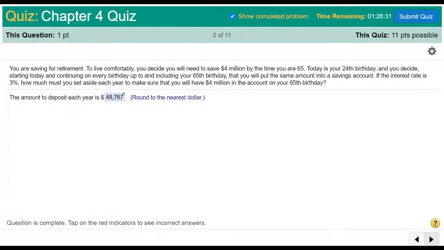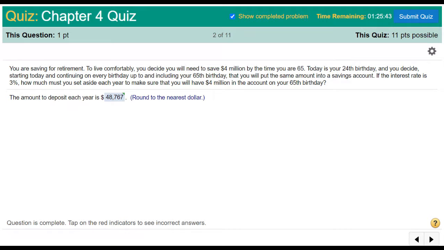Okay, now, in this question, 65 minus 24 is 41, but you add 1 to it. I said it, and I'm going to say it again. Whatever this is, you subtract it from 65, and you add 1 to it. And then you do what you have to do. We're computing for payment. So in this situation, it's going to be n equals 42.